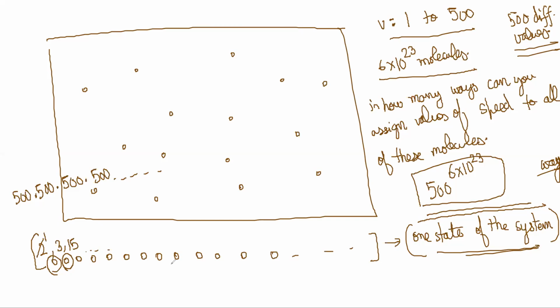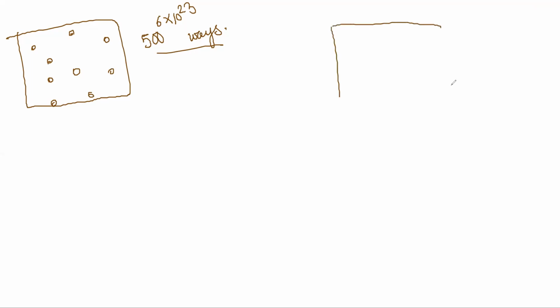Now imagine a slightly different situation. So we'll just note it down here. In this system, when velocities could be from 1 to 500, the number of ways came out to be 500 to the power 6 into 10 to the power 23 ways, right? These are the number of ways in which you could set the system. Now suppose that same gas was solidified into a solid, at a lower temperature.